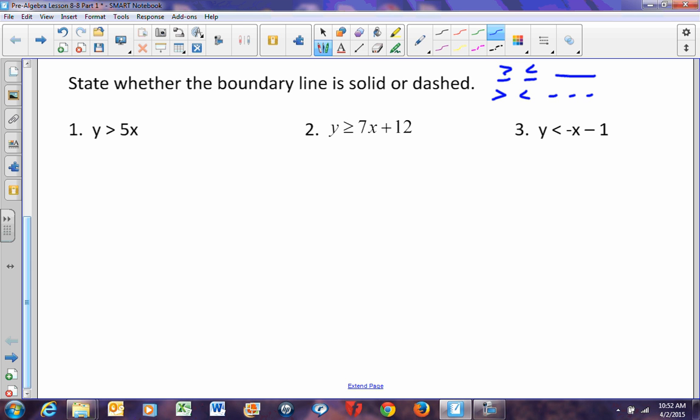Simple as that. So if we look at this first equation, y is greater than 5x, it's a greater than. It doesn't have the equal to symbol, which means the line is not in bounds. The line is not part of the solution. Therefore, this would be a dashed line.